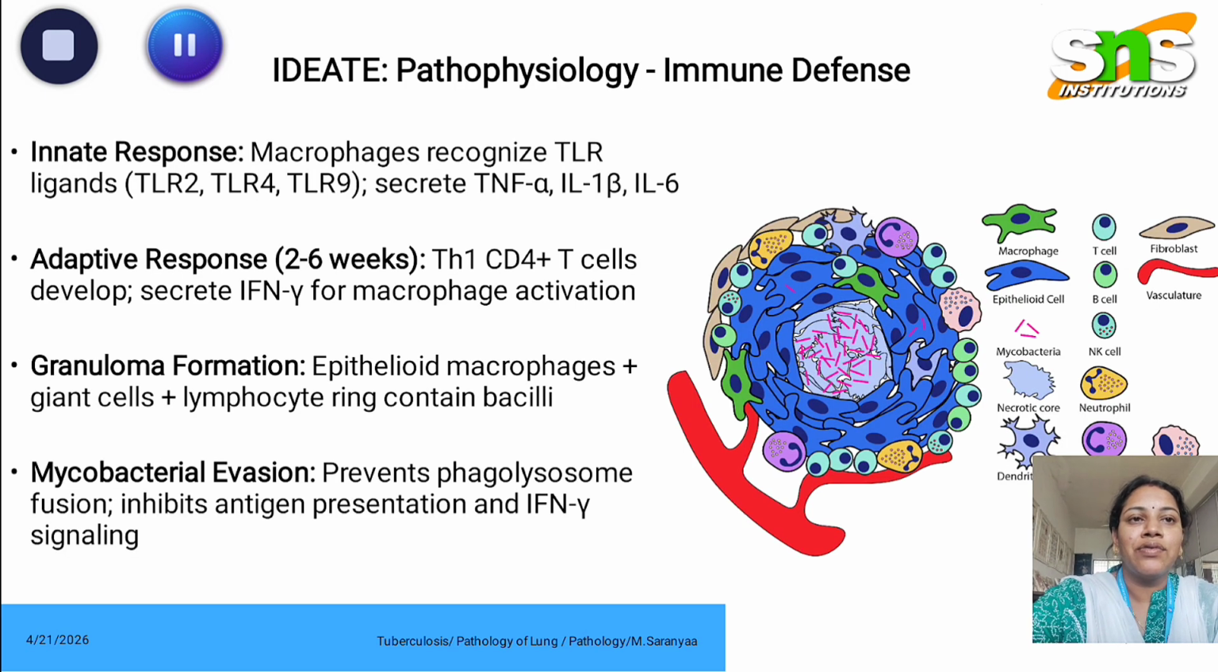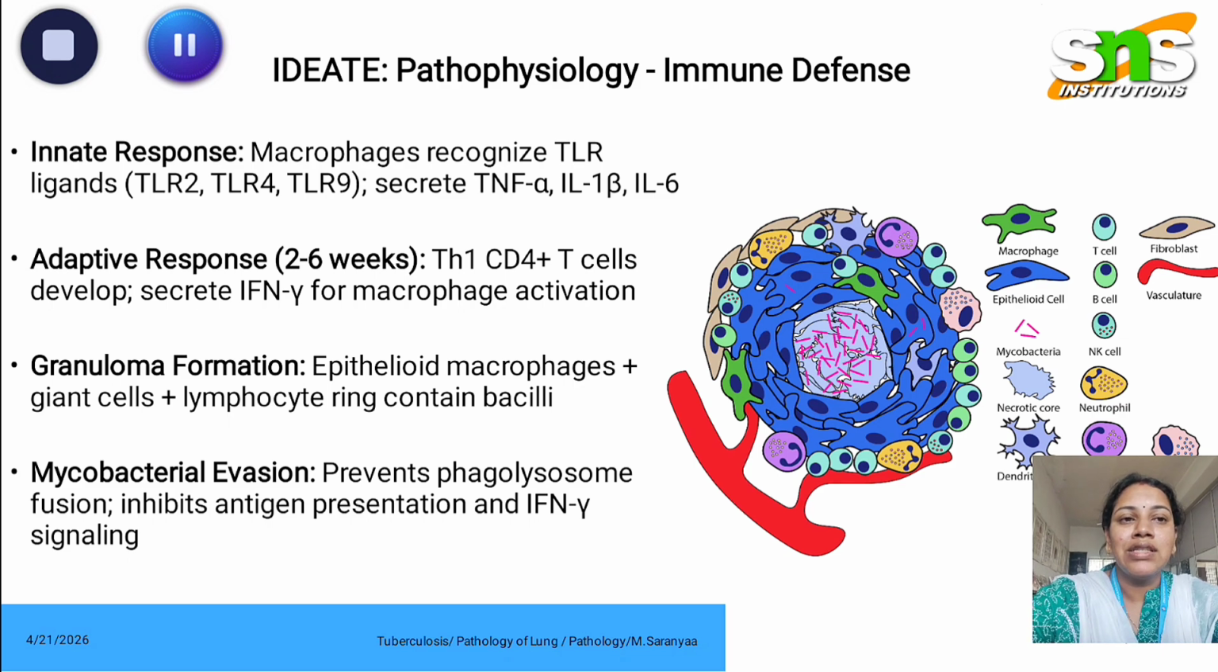So here is the pathophysiology of how TB affects our body. Once the TB has entered the lungs, our body will start giving a response, which is called the immune response. In the innate response, the macrophages react and tumor necrosis factor is produced. The adaptive response occurs in 2 to 3 weeks, where the CD4 T cells develop and cause macrophage activation to kill the TB.